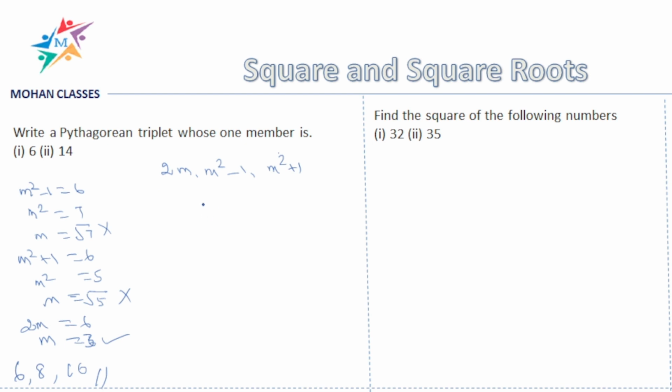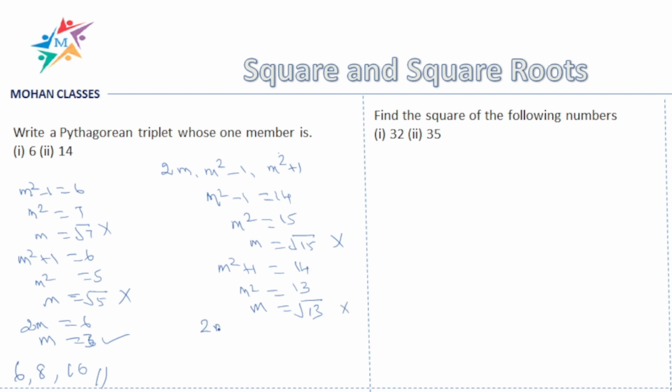Similarly, what about 14? m square minus 1 is equal to 14. m square is equal to 15. This minus 1 will go the same as plus 1. m is equal to root 15, not a natural number. m square plus 1 is equal to 14, so m square is equal to 13. m is equal to root 13, not a natural number.